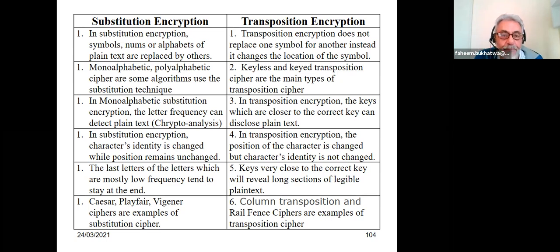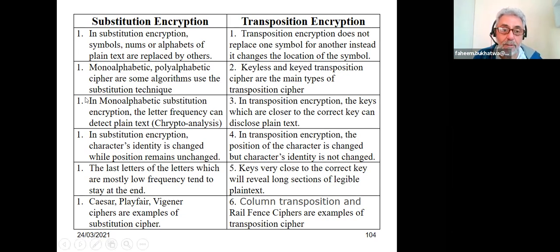So, substitution encryption and transposition encryption, just a quick comparison between them. In substitution encryption, symbols or numbers or alphabets of the plain text are replaced by others. So every character is replaced by another character. While in transposition, you do not. You just write the message. You don't bring anything from outside the message. You just change the position of the characters.